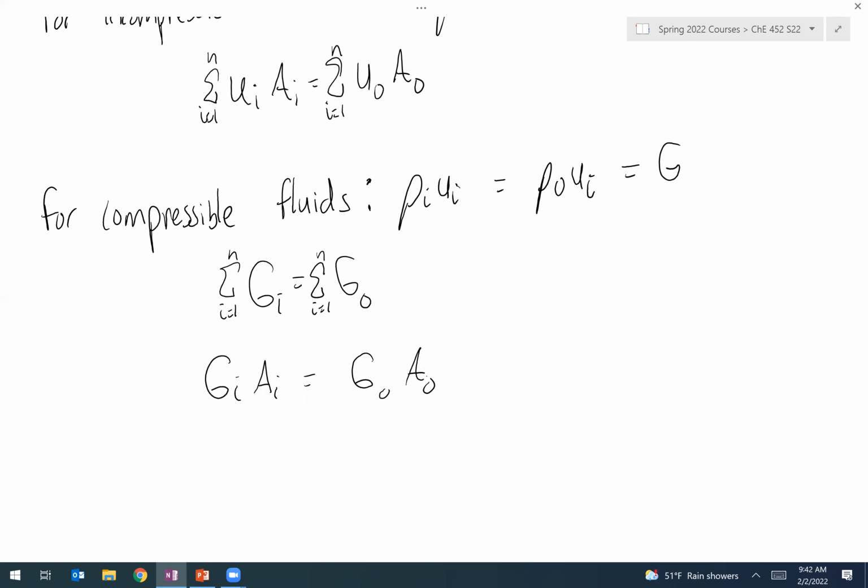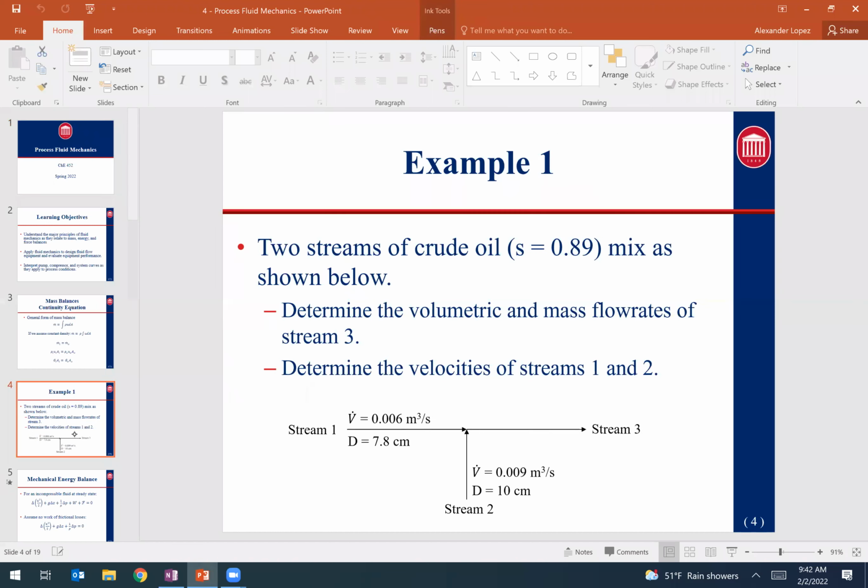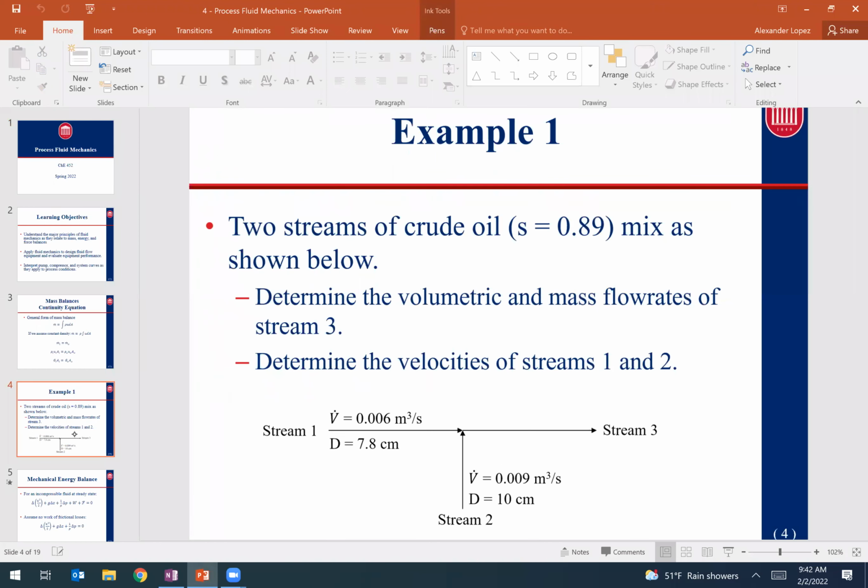All right, so let's look at an example. So if I have two crude streams of oil mixing, and I apply my continuity equation to estimate the volumetric and mass flow rates of the unknown stream.